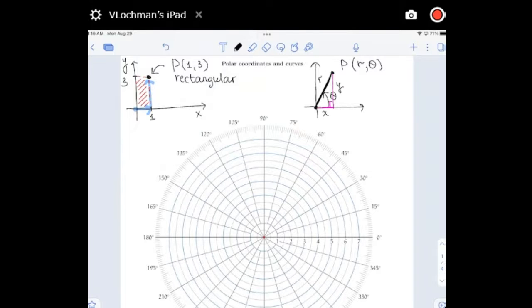Those are the coordinates. So one of the first relations that we can establish right away is that r squared is equal to x squared plus y squared. Okay, and that is just our Pythagorean theorem, right? Pythagorean theorem says that the square of the hypotenuse is equal to the sum of the squares of the legs, and that's exactly what we have here. So that's one of the equations that we need to remember when we're going from one system to another.